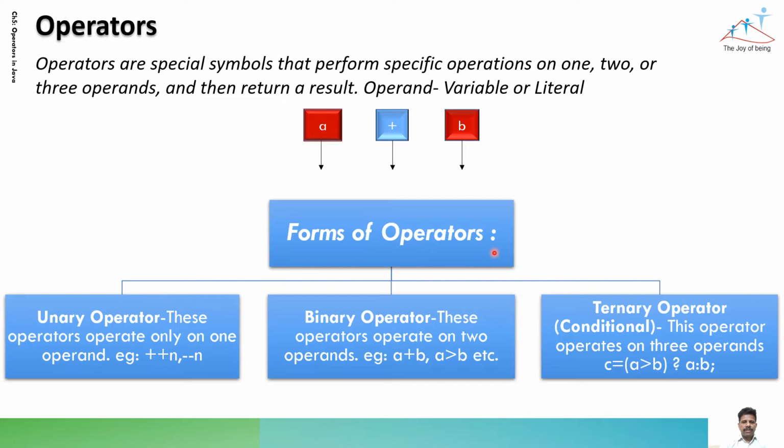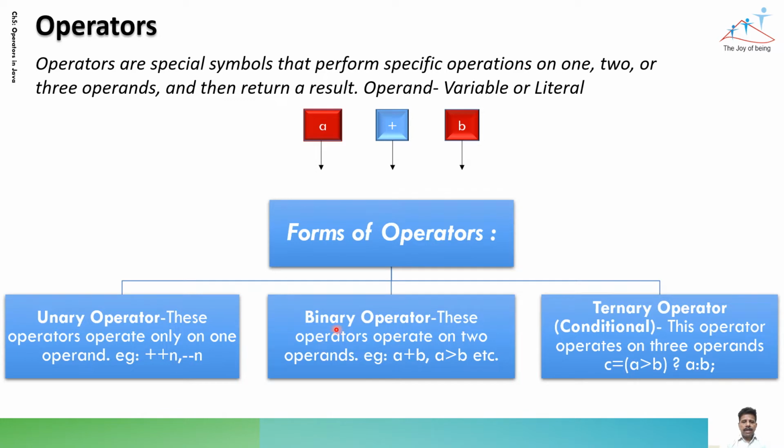These forms are based on the number of operands required to perform that operation. First, unary operator. These operators operate only on one operand. Examples of these operators are ++n and --n. Here only one operand is there with the operator. Here ++ is an operator and also -- is an operator.